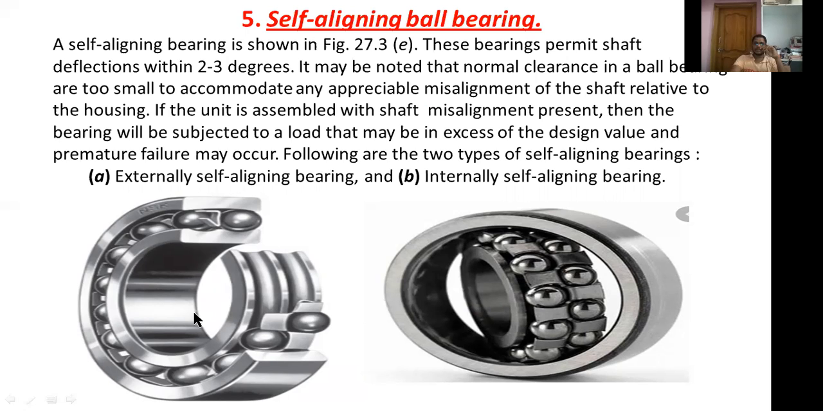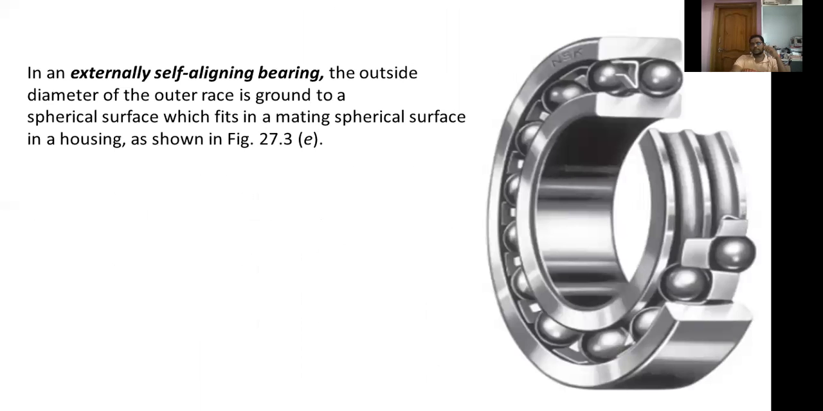Okay, so there are two types of self-aligning ball bearings. First one is externally self-aligned ball bearings, and second one is internally self-aligned ball bearings. In an externally self-aligned bearing, the outside diameter of the outer race is ground to a spherical shape. Here you can observe this spherical shape, which fits in a mating spherical surface in a housing.